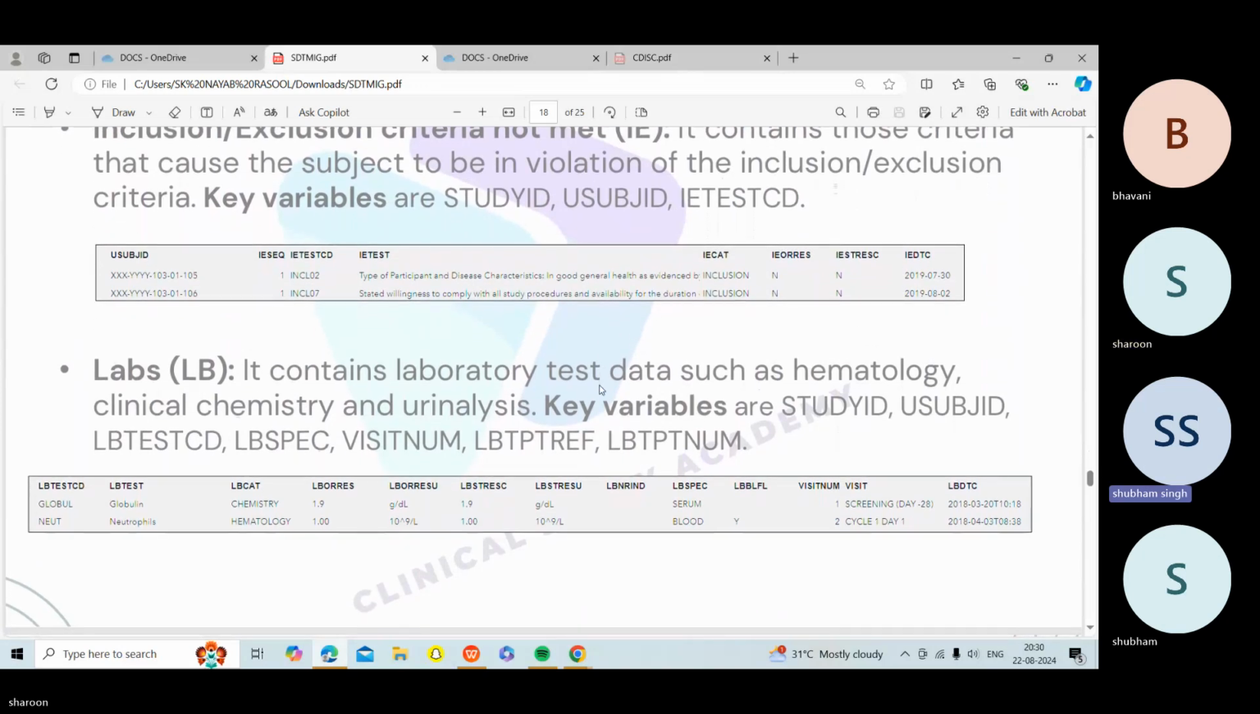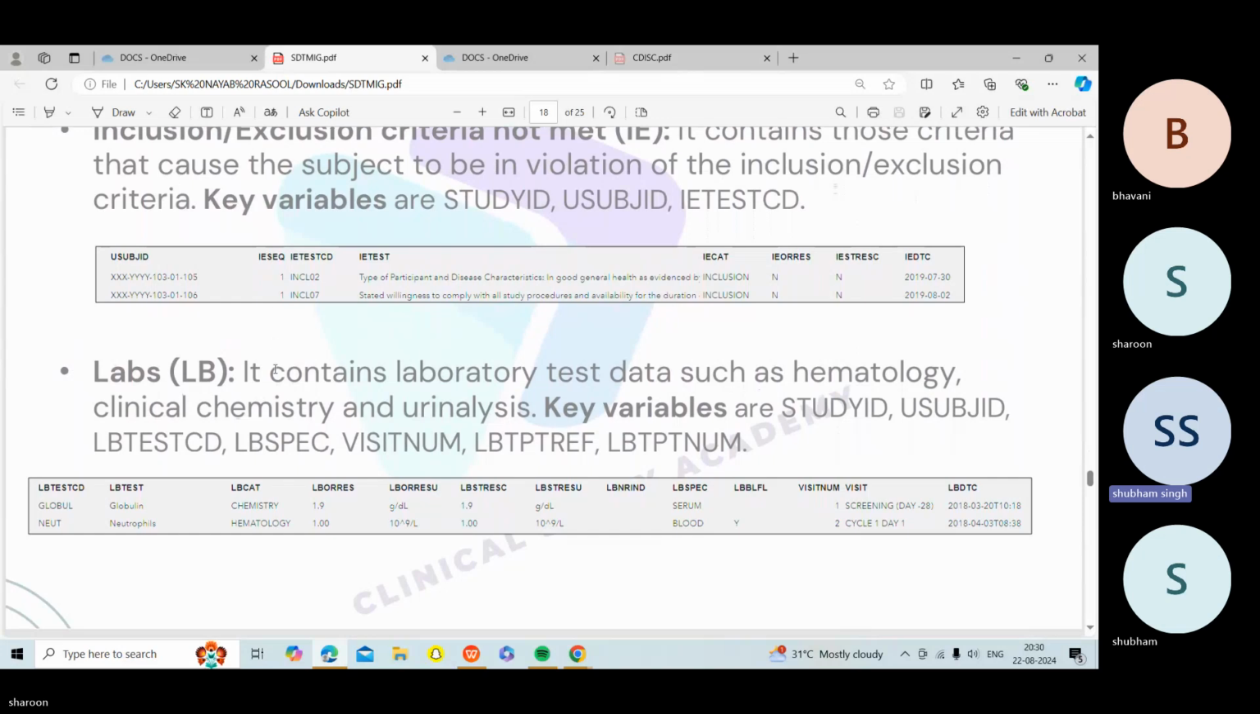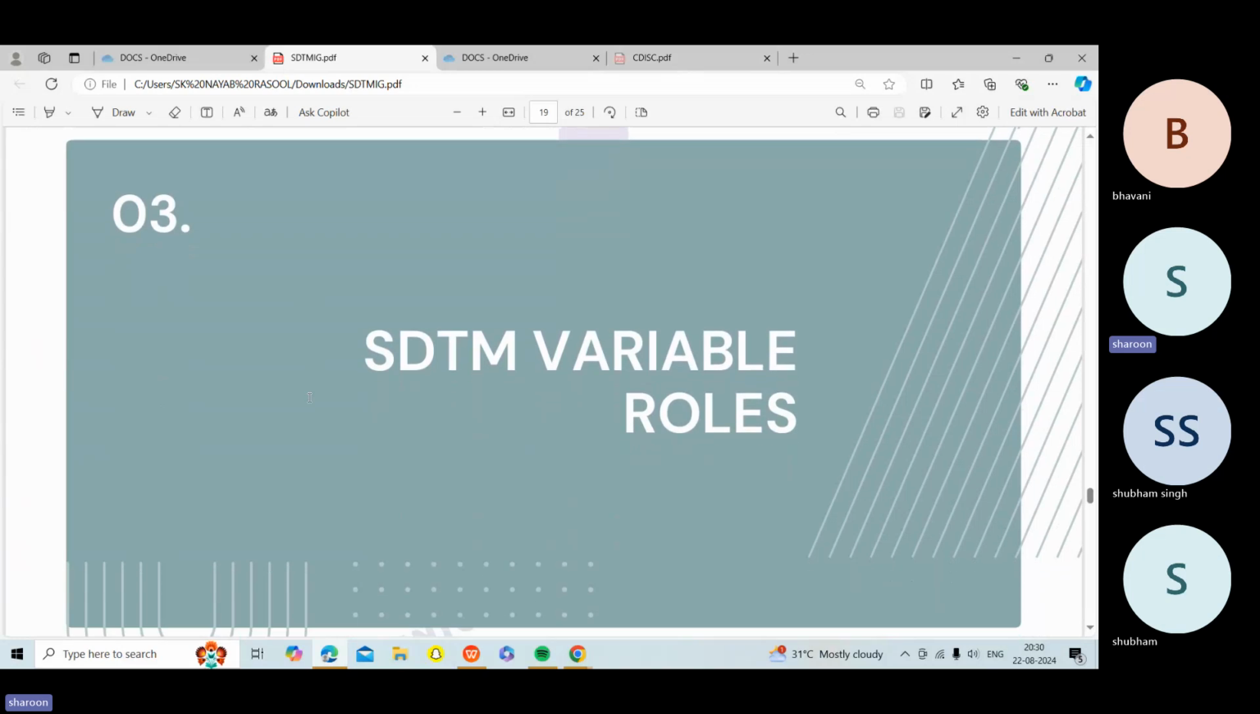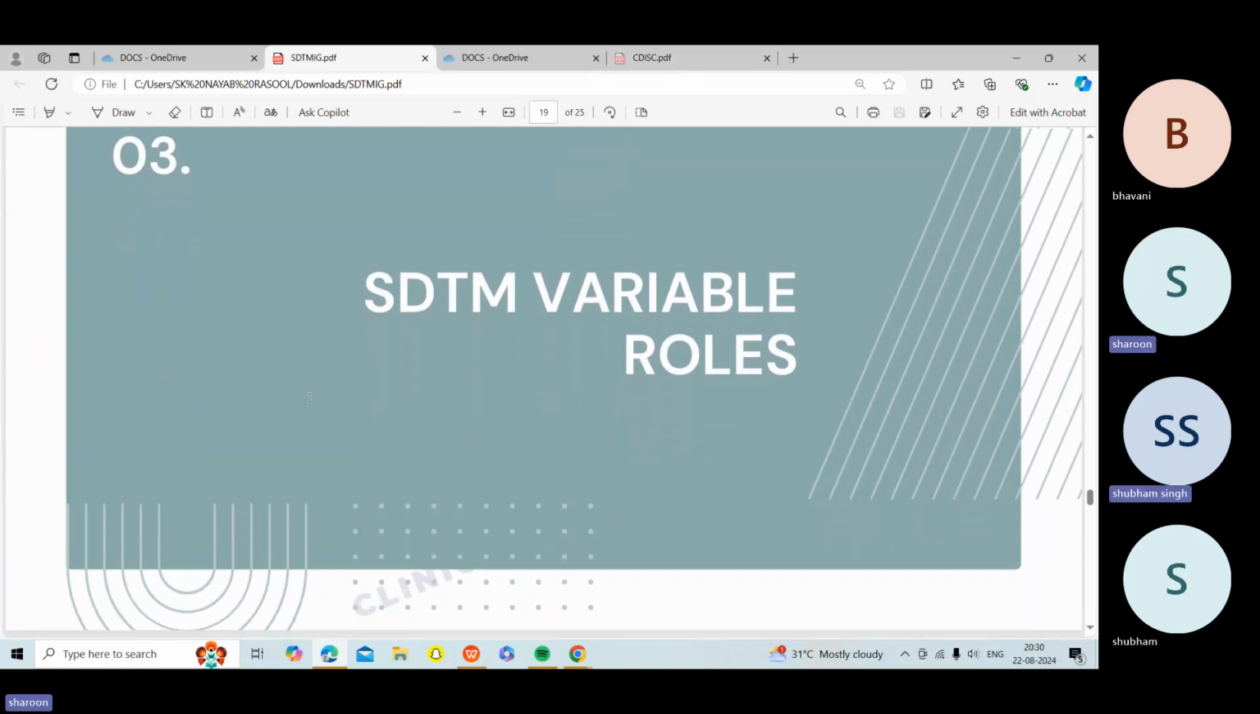Then lab data. So Sharon, we can leave this. No need of reading all those things. Go down. Yeah, this you can continue.